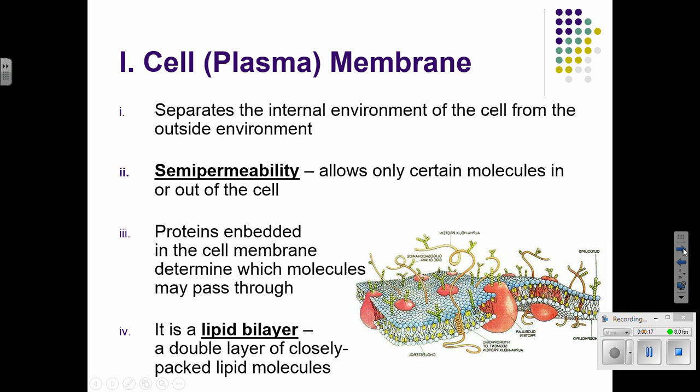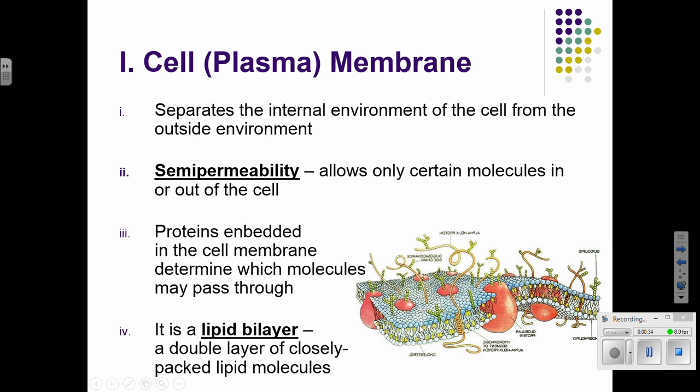And we call it semi-permeable, which means that it's only going to allow certain things in and out of a cell. And we do that by having these proteins that are embedded in the membrane, and those proteins get to determine what gets to come in or also what gets to leave the cell.